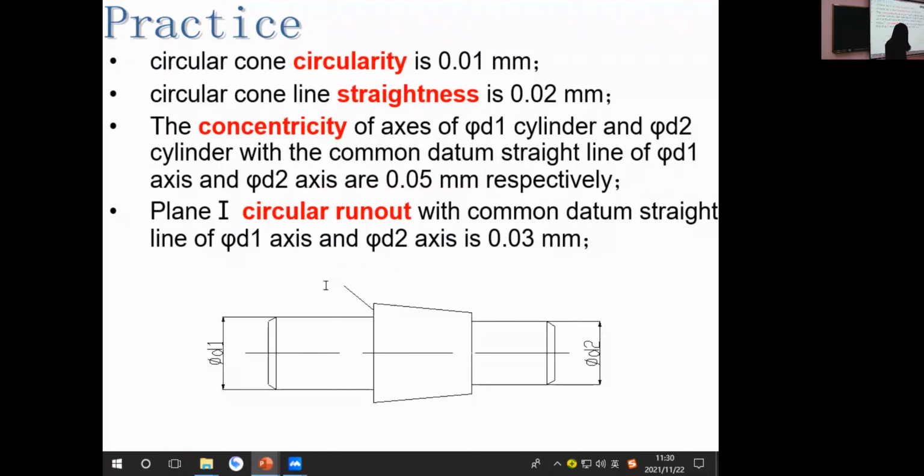respectively. It means this is the datum, or this datum is the same. This is concentricity, D1 and D2. They have the same common datum of D1 and D2 respectively.